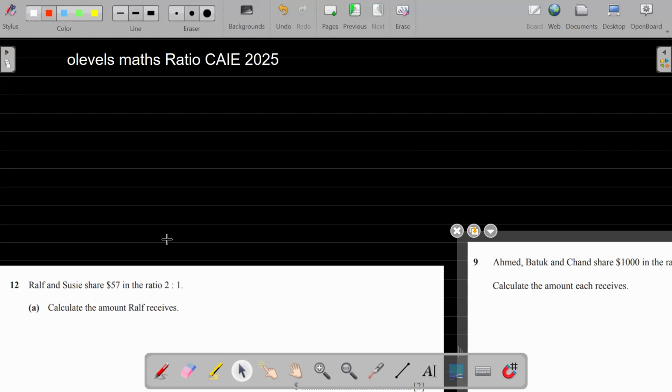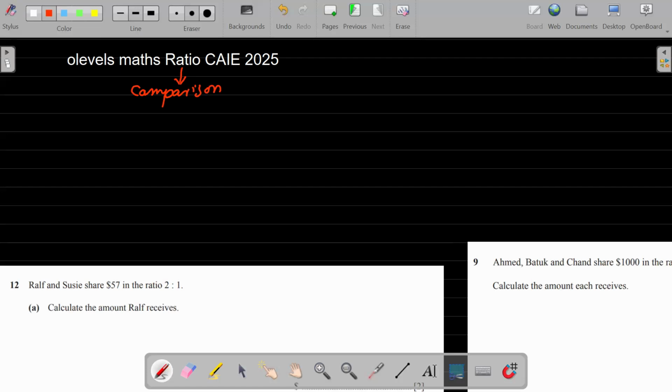What is a ratio? A ratio is basically a comparison between two quantities. It's a comparison between two quantities. So how to solve a ratio? There are a few steps to solve a ratio. Step number one is to take the sum of the ratio. Take the sum of ratios.